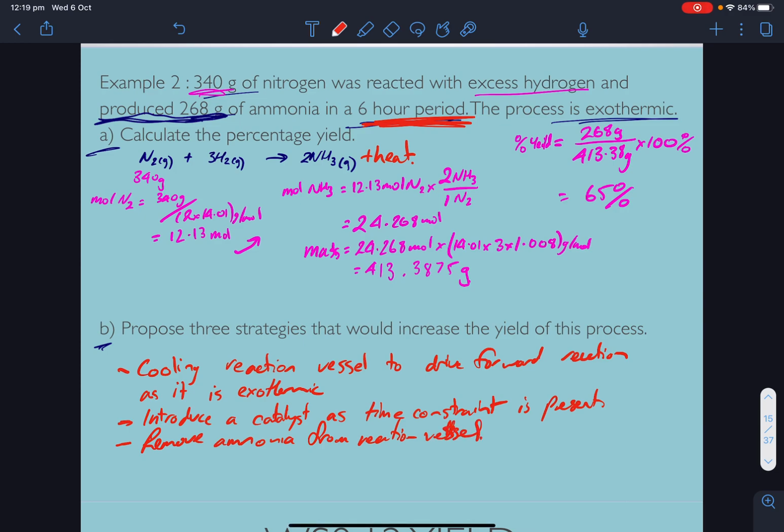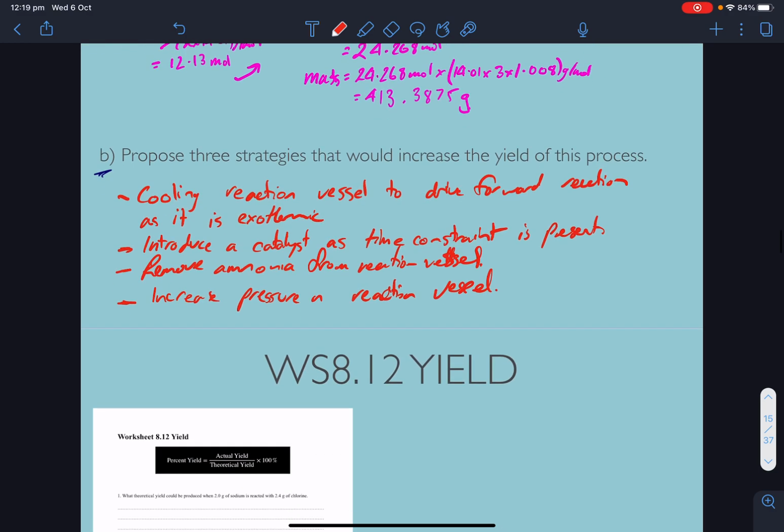We could, well, I've already said we've got excess hydrogen, so we can't really add in more than excess hydrogen there. We've already done add in an excess of reactant, so we can't do that one. The only other thing I can think of is pressure, okay, because we've got a homogeneous gaseous reaction. 4 molecules on the left-hand side, 2 molecules on the right. So if I want to push it to the right-hand side, the side with fewer molecules, I need to increase the pressure. So increase the pressure in reaction vessel. All right. Hopefully that's helped you out. You can do that worksheet on yield.